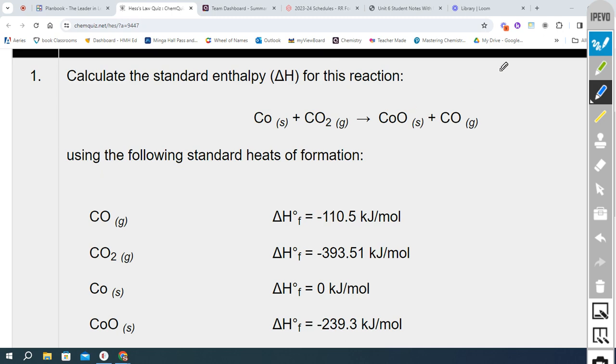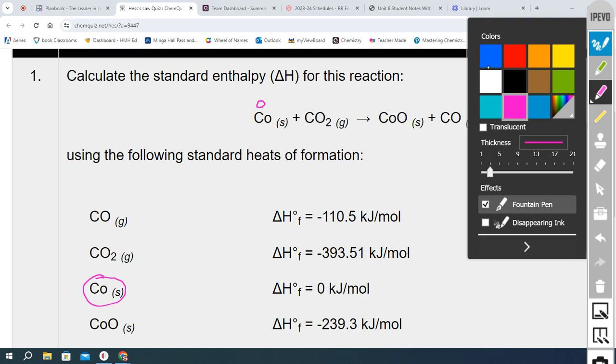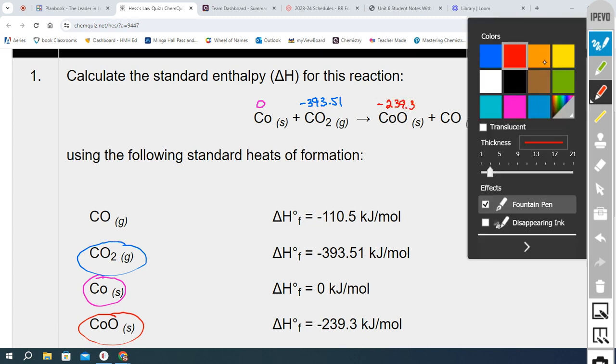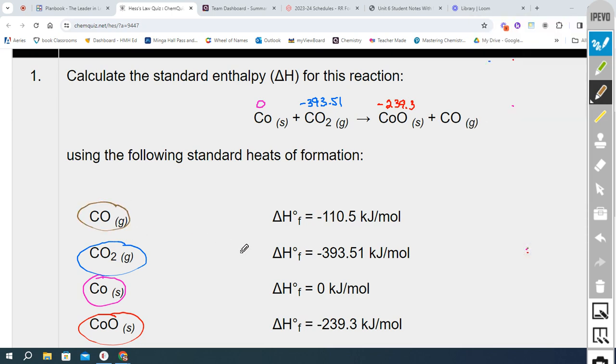So the first thing I would do is write the enthalpy of formation for each one of those. So I want to start with this one right here, the cobalt. What is the energy of formation of the cobalt? 0. So I'm going to put a 0 on top. Then I'm going to go to the next one, CO2. What's the energy of formation of CO2? Negative 393.51, right? Then I just go to the next one. Cobalt oxide is this guy right here. So that's negative 239.3. Then the next one is this guy, which is carbon monoxide, which is going to be negative 110.5.